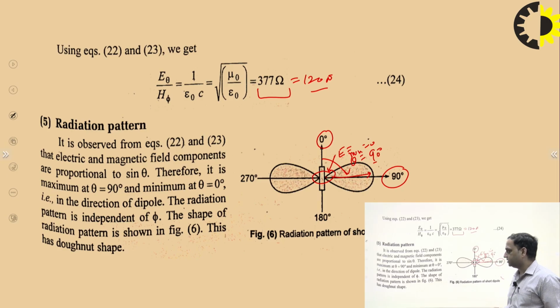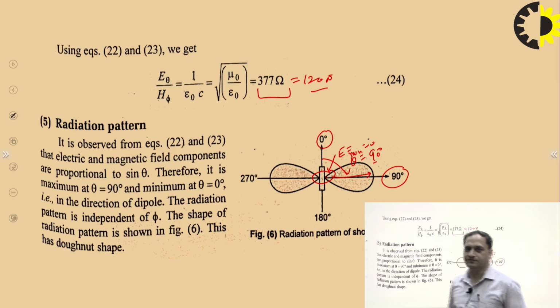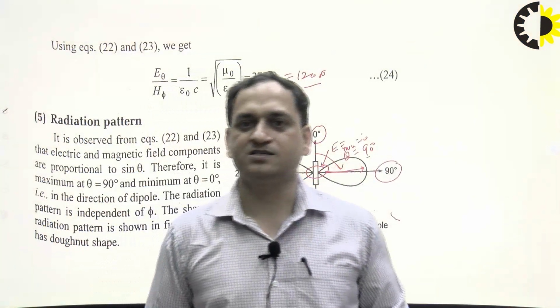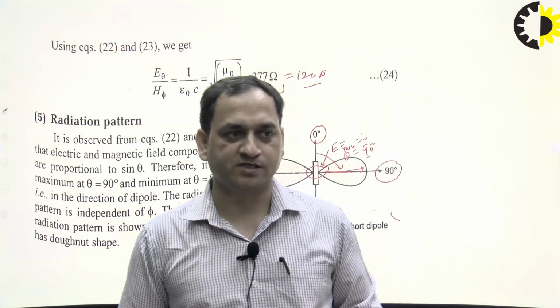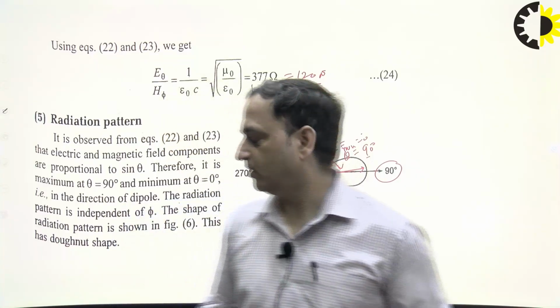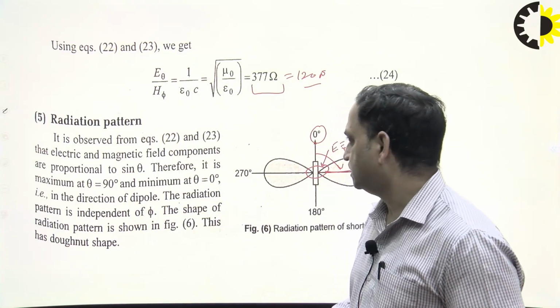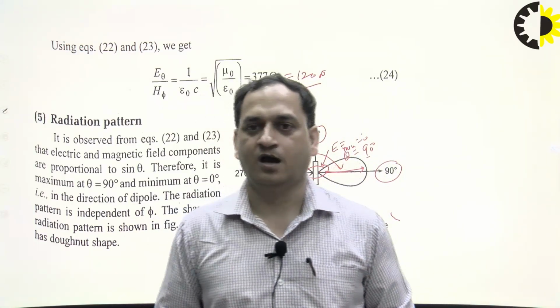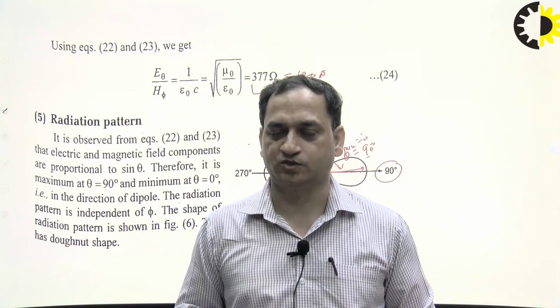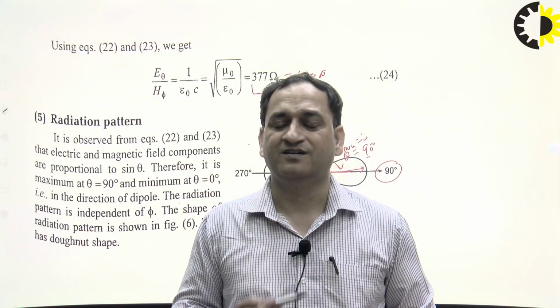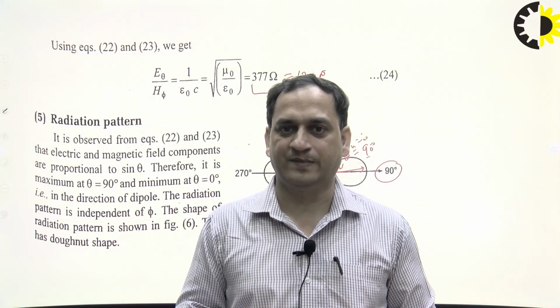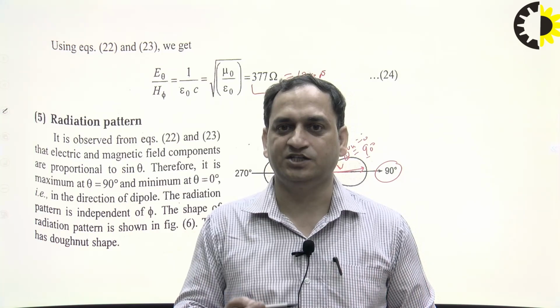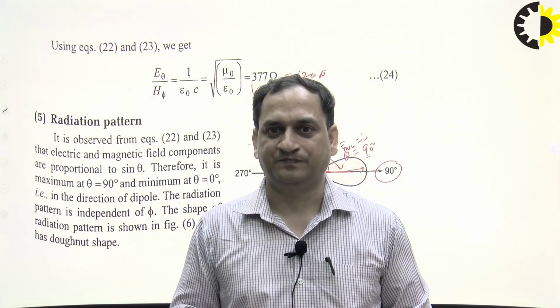Okay. So in this way, we draw the radiation pattern for the short dipole, where this is the dumbbell shape or a doughnut shape for the short dipole. Okay. So this is the end of this lecture. I hope you understood how to draw this radiation pattern for the short dipole and how to find the far field electric and magnetic field, which are E theta and H phi. Thank you very much.